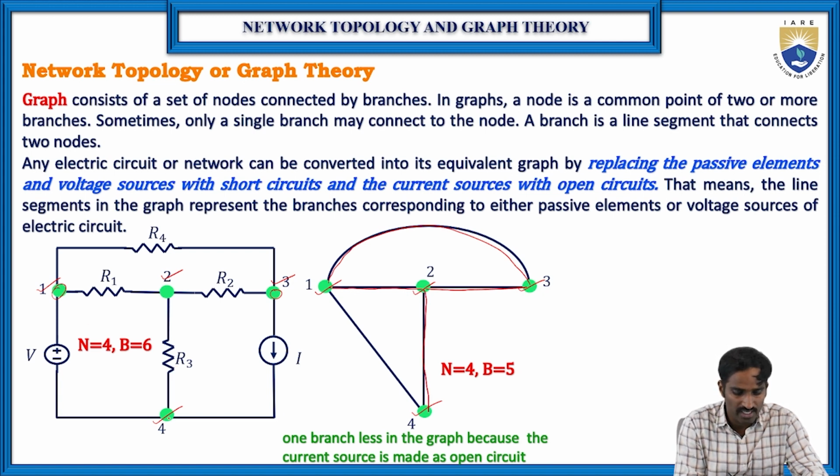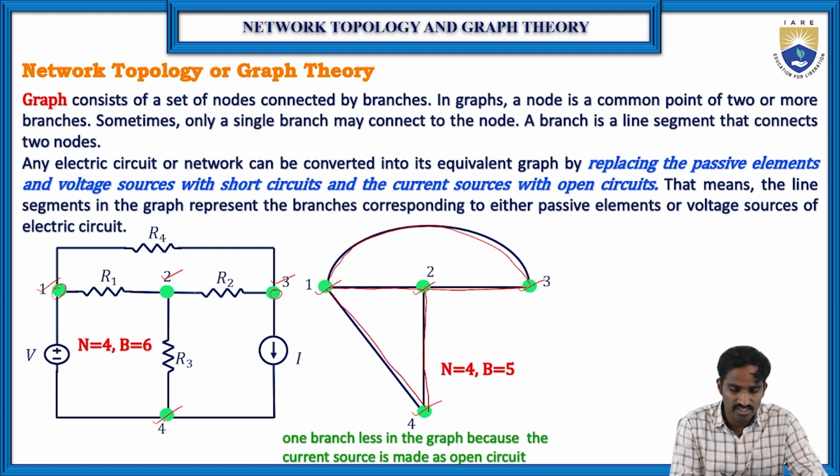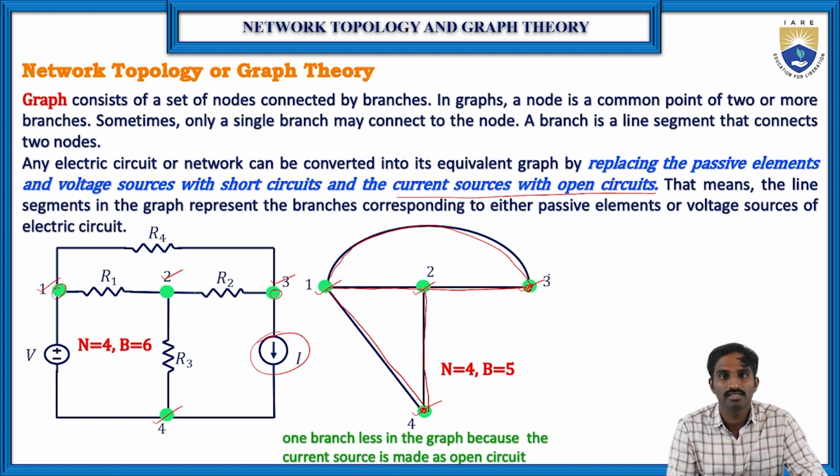And again between 1 and 4 there is a voltage source. According to this condition, the voltage source also should be replaced with a short circuit, like this one. Then between 3 and 4 there is a current source, but according to this rule, the current source is replaced with an open circuit. So that's why we are not connecting 4 and 3. This is an open circuit. So this is how we can convert the network into the graph.